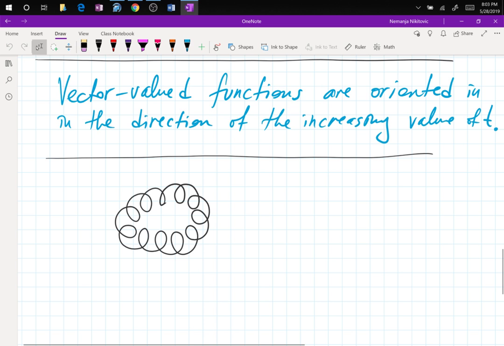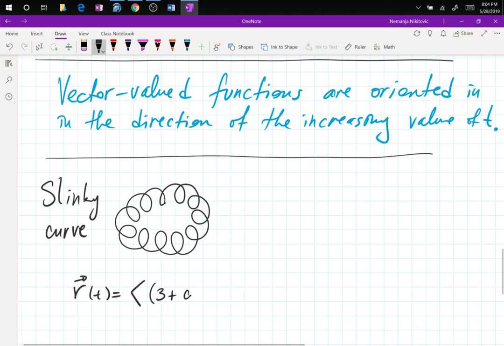an example function would be, let's say, r of t is equal to, in this case, 3 plus cosine 15t times cosine t, comma, 3 plus cosine 15t times sine t, and sine 15t.